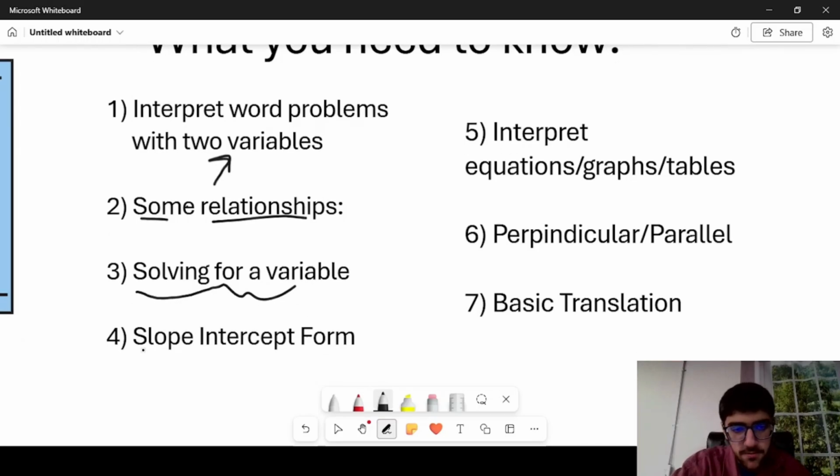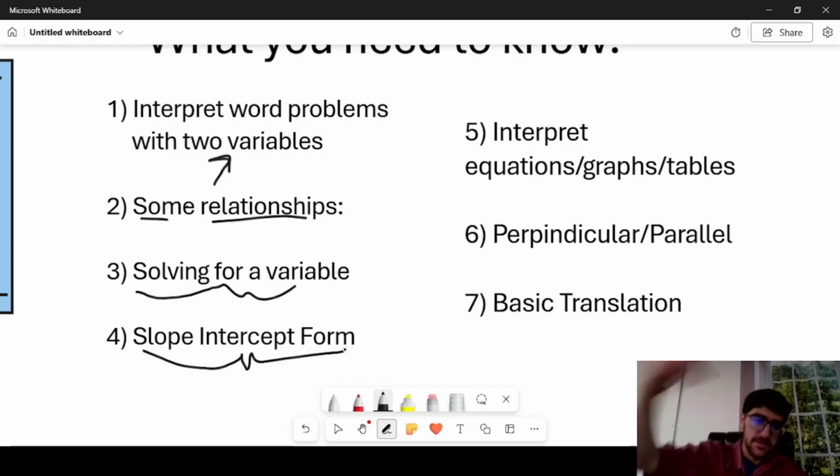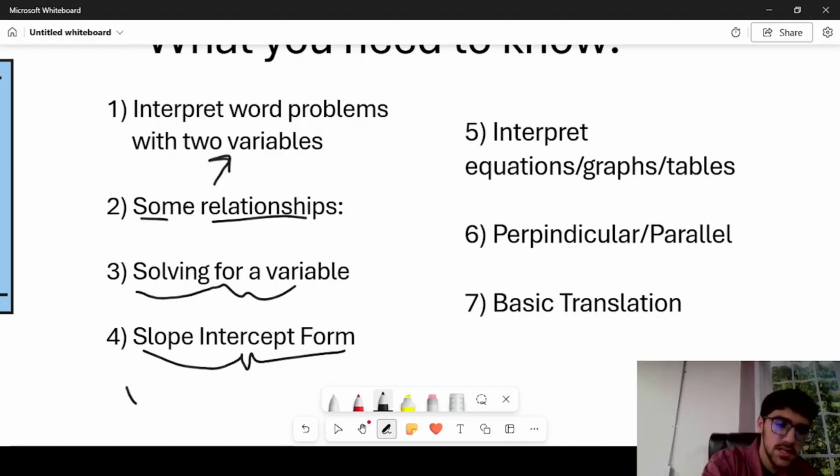You need to know slope-intercept form, because many of these questions are going to ask you to give them an equation from the word problem, or they're going to give you a table or a graph and ask you for an equation. You just need to understand in general y equals mx plus b. You need to understand the slope and y-intercept from it and how to find them.